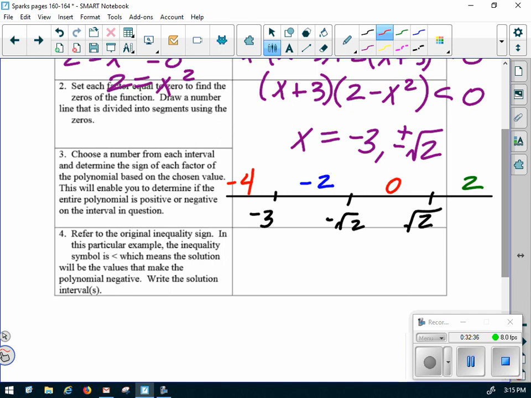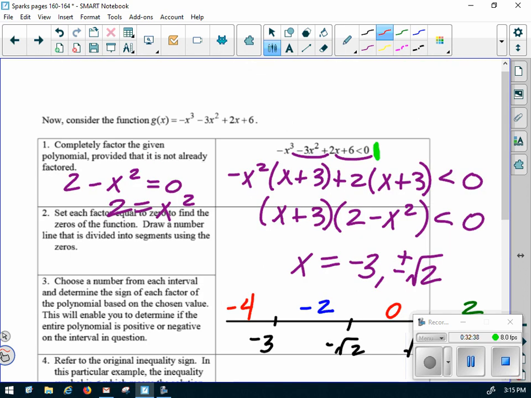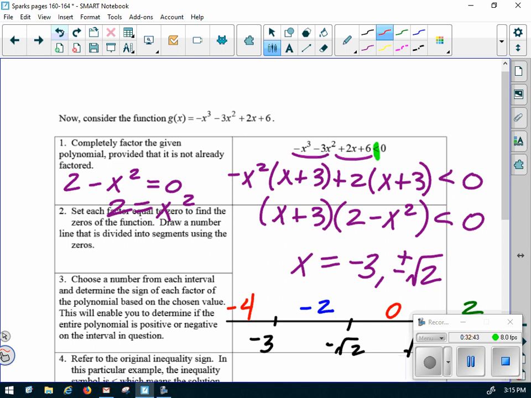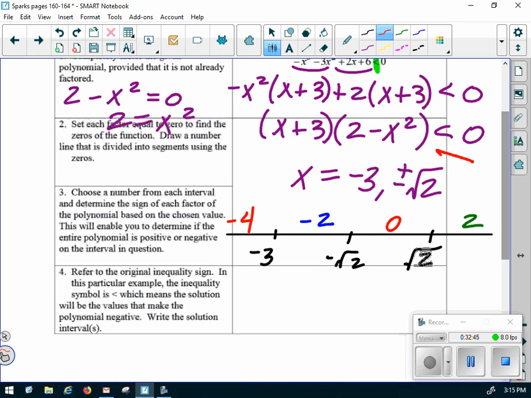How many factors do I have in this step right here? How many things are multiplied together? 2 things. So I've got to check x plus 3, and I've got to check 2 minus x squared.